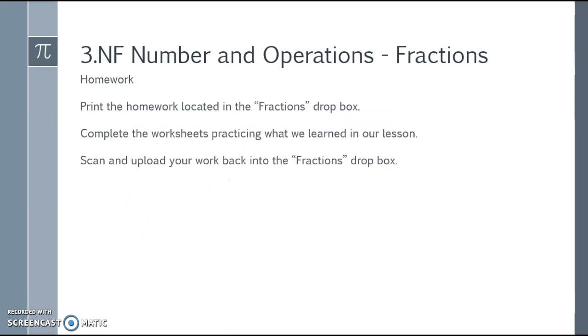And finally, your homework is to print the homework pages located in the fractions drop box. Complete the worksheets practicing what we learned in our lesson in a variety of different ways. Scan and upload your work back into the fractions drop box. Next week, we begin with grade 4.